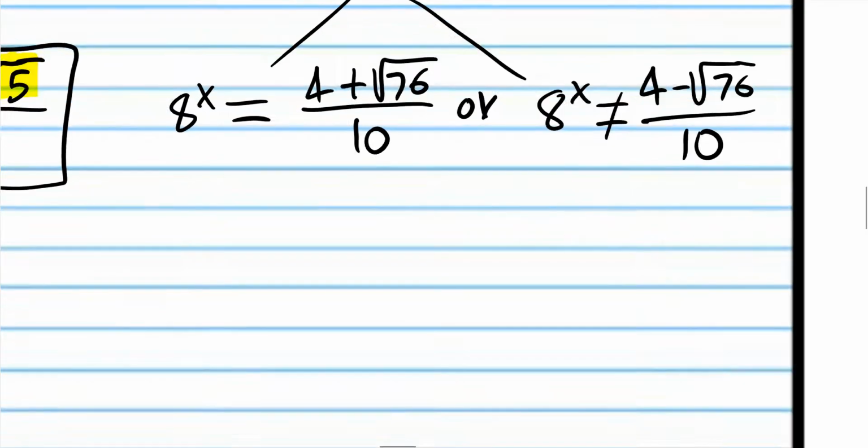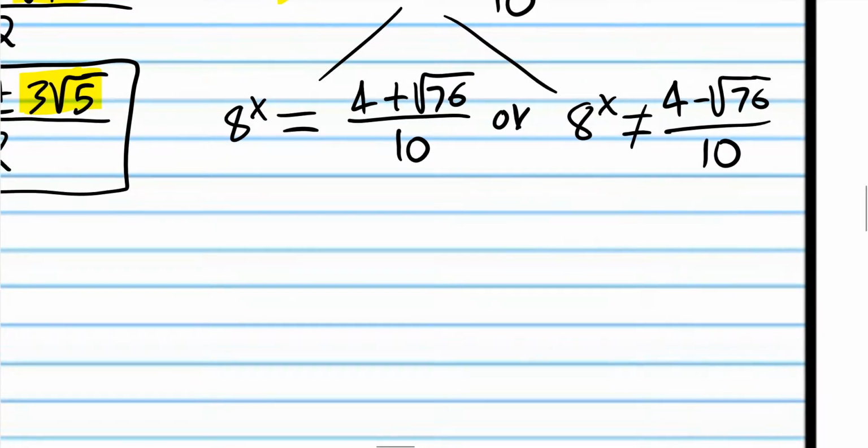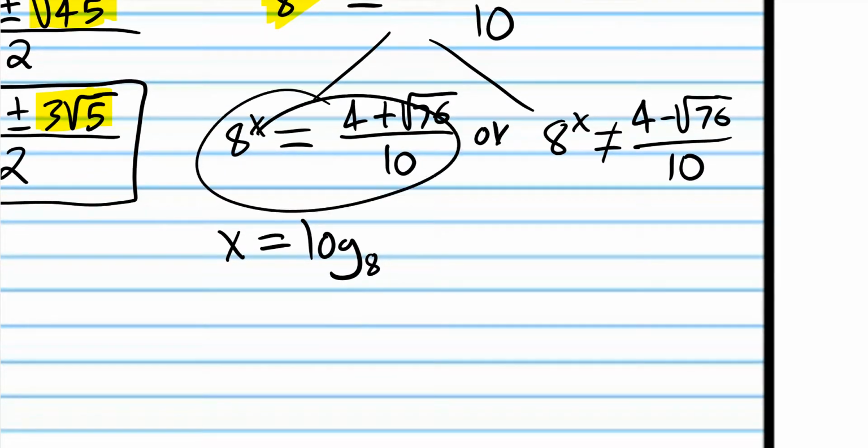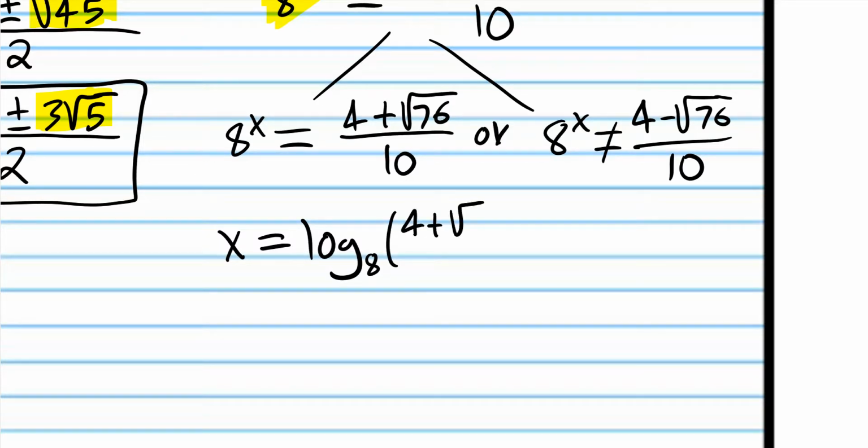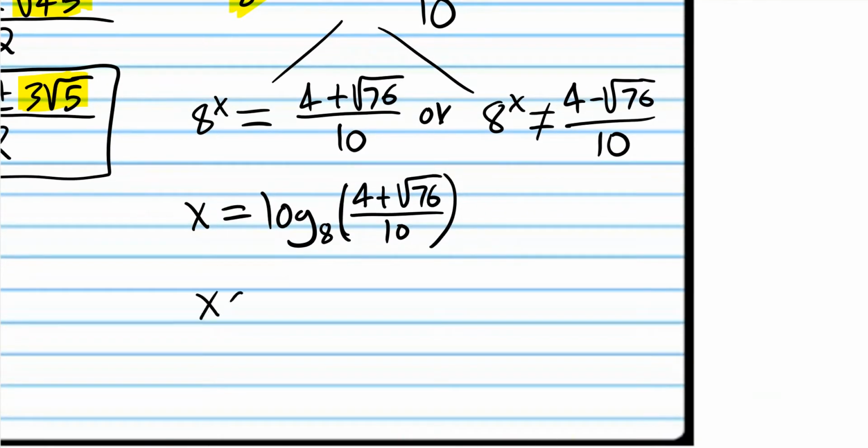And we can do that later on. But first, let's find x. So we're going to write log base. We'll find x over here, that is. So log base 8 of 4 plus root 76 over 10. And you have to be very careful about how we enter this into our calculator. There's so many ways that you can do this incorrectly.